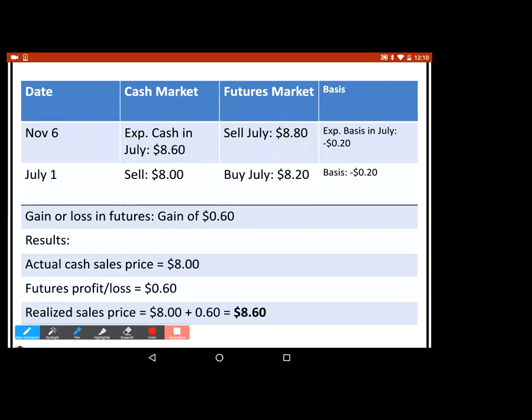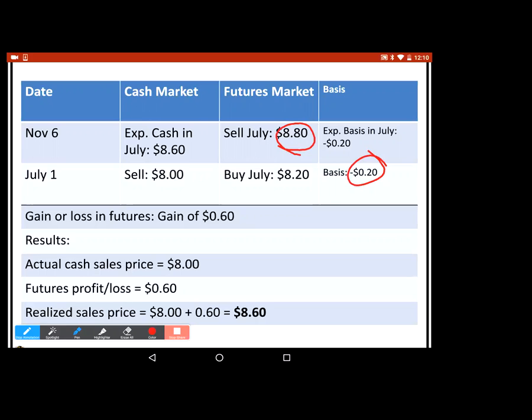The other way, less intuitive way perhaps, is to say, what do I do in the futures market initially? Well, I sold for 880. What did basis end up being? -20 or 20 under. Add those two together, 880 plus a -20 is 860. So that's the second way of calculating it. You get the same price.